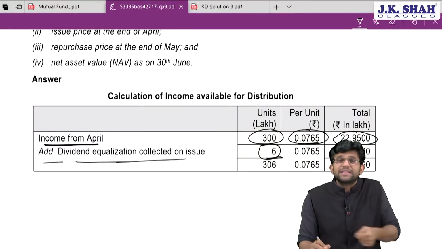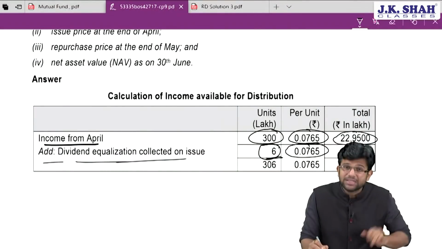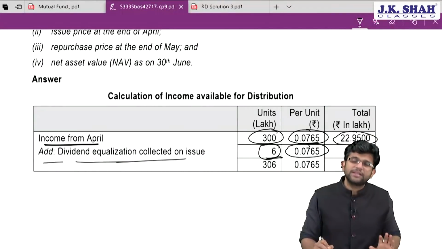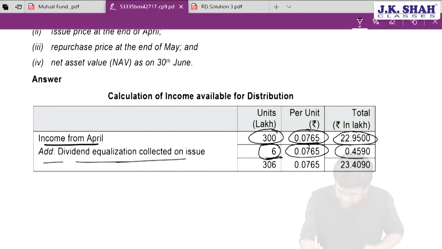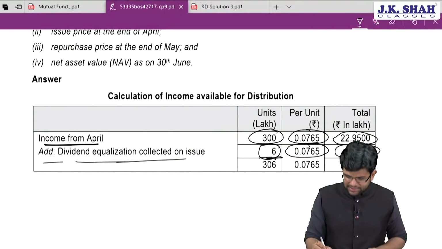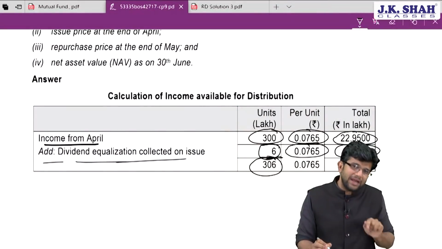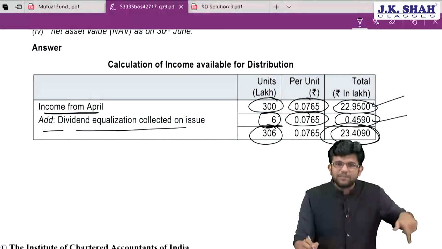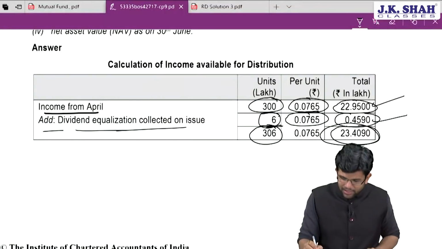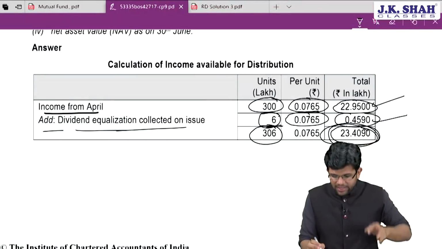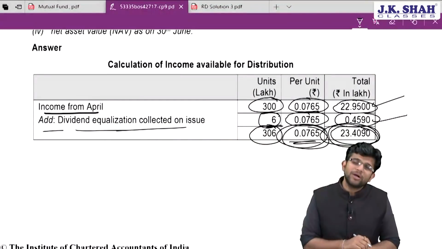When these people walk in, 6 lakh new units are issued, they will have to pay us, apart from opening NAV, apart from entry load, 0.0765 additional money. That means this money extra I will get as the income from these people. Everybody clear? And therefore, do you realize 306 lakh units will now be outstanding at the end of April, and the total income which will be available with us will be not only what we originally received, but also that we recovered from these people, recovered in a sense which we charged from these people. So the total income available with us is 23.4090, thereby ensuring that the per unit income continues to be 0.0765.